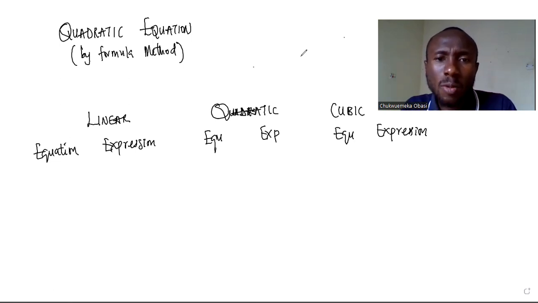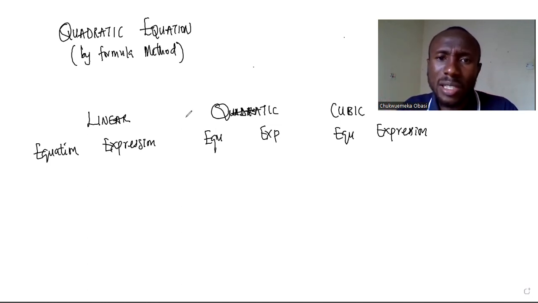Now, you always hear the word quadratic equations, quadratic expressions, linear equations, and linear expression. What are all of these things? What do they mean? I will start from the very first one, which is linear. What is linear? When the highest power of the unknown variable of a mathematical statement is 1, it is referred to as linear.